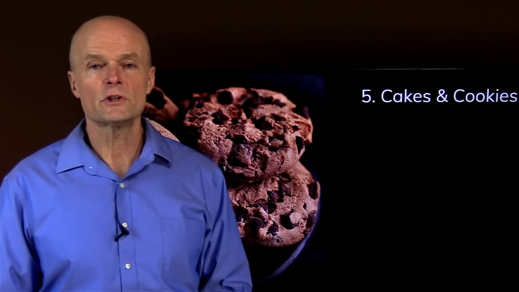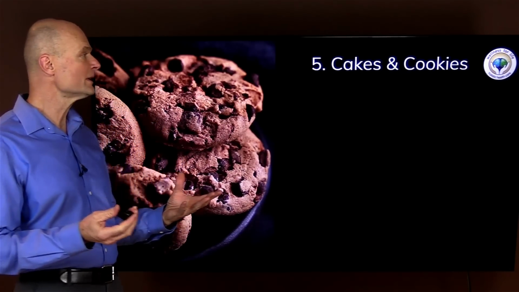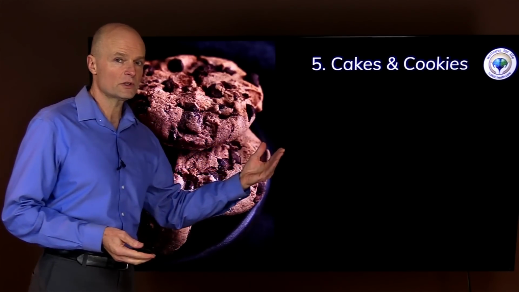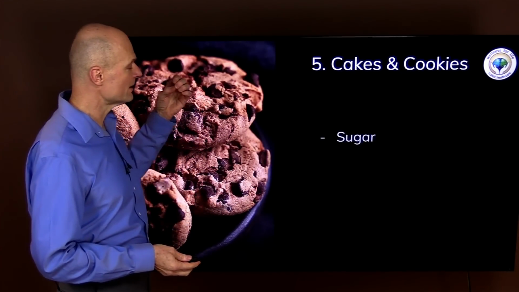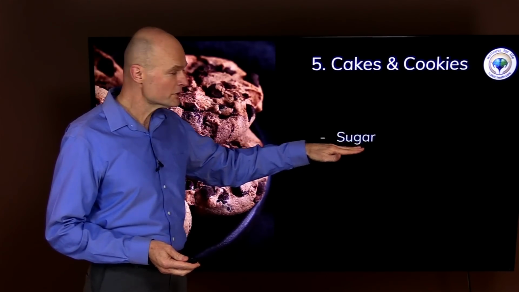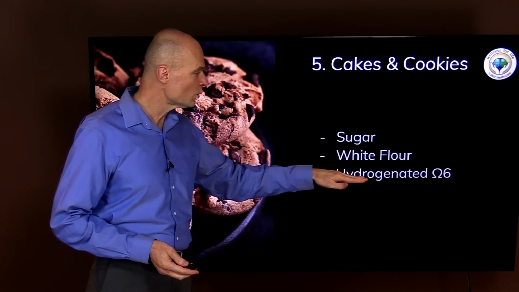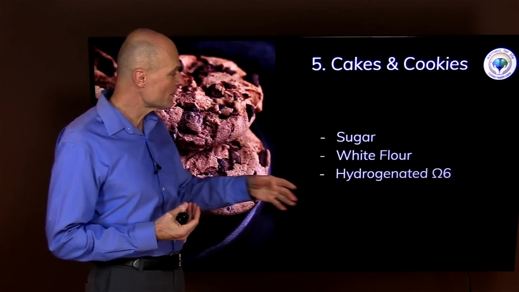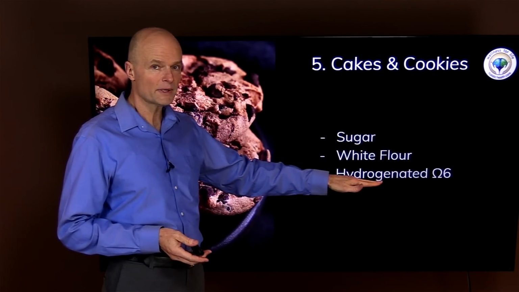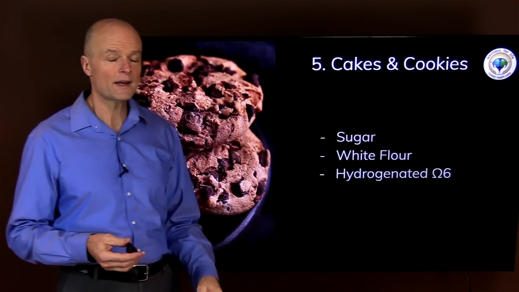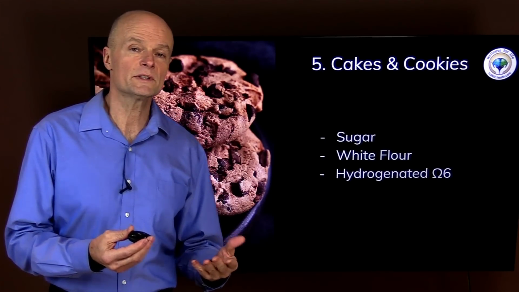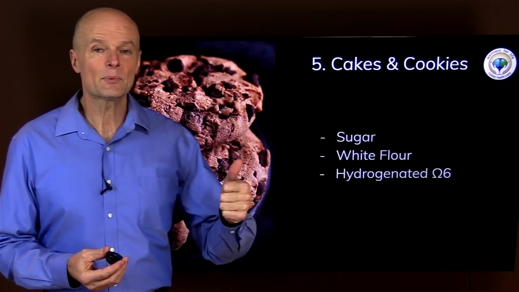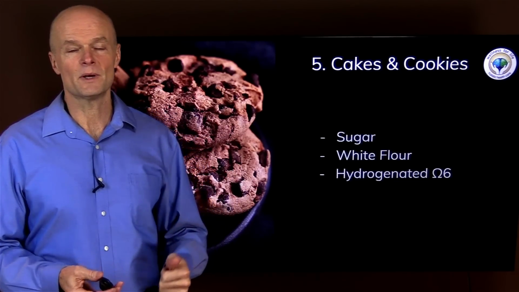Number 5 worst food for diabetics is cakes and cookies. And you probably knew this, but now you're starting to understand a little bit more why. Because they are mostly made from sugar, white flour, and if you bake them yourself, you might put in some good butter, but if they're store-bought, you're probably going to have mostly vegetable oils that are going to be highly processed and very high in omega-6s.